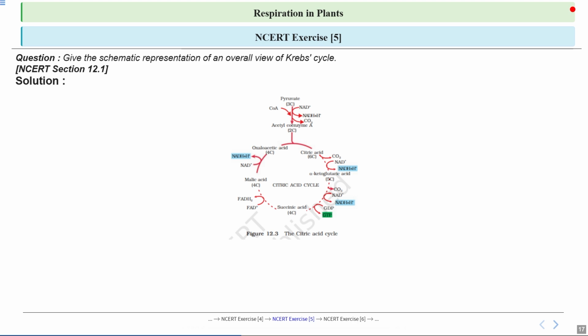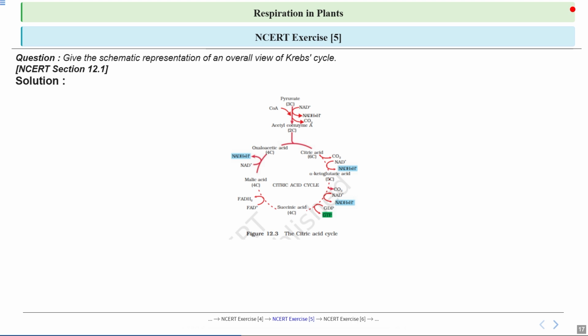Then this alpha-ketoglutaric acid, which is a 5-carbon compound, undergoes decarboxylation steps. And after these two decarboxylation steps, there is formation of succinic acid, which is a 4-carbon compound. So here carbon dioxide is released, as well as NAD plus is converted to NADH plus H plus. There is also production of GTP from GDP.